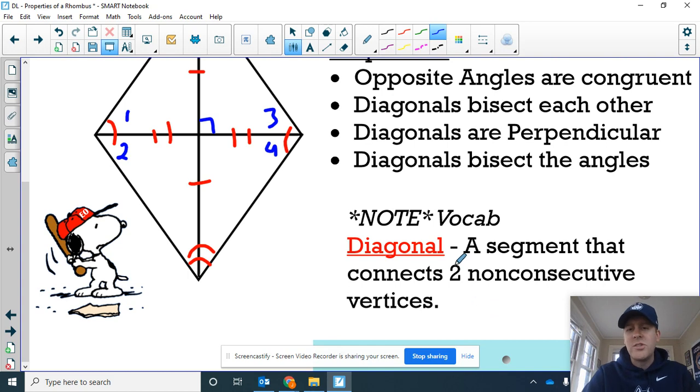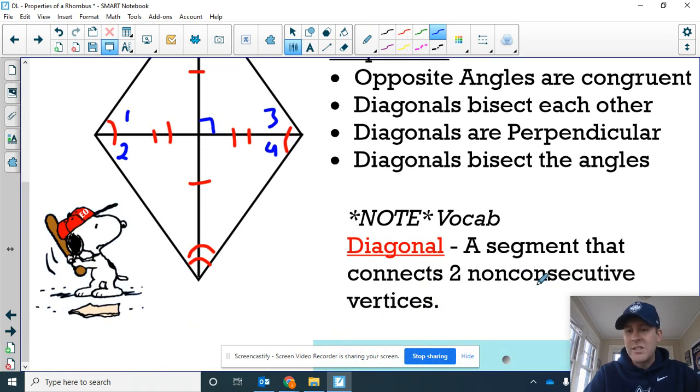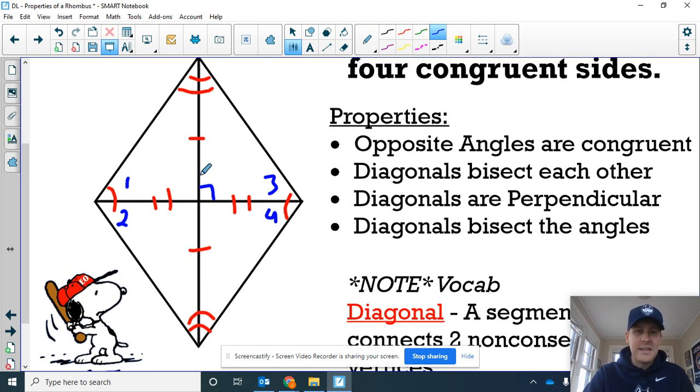That's a segment that connects 2 non-consecutive vertices. Okay, you can see that happening in this shape. So this line here is connecting two non-consecutive vertices. Okay, so non-consecutive just means not next to each other. Remember, vertices are the angles of my shape. So two angles that are not next to each other. So that's why this line connects non-consecutive vertices. That's considered a diagonal. This line here is connecting non-consecutive vertices, so that's also considered a diagonal. And that's what these three properties here are associated with.